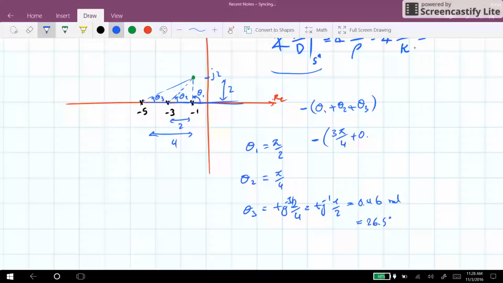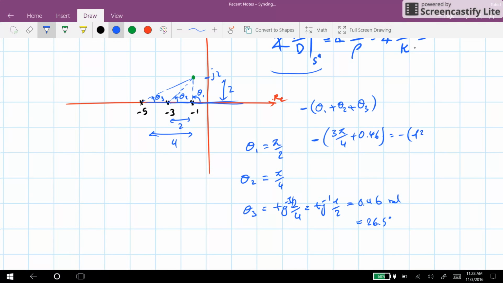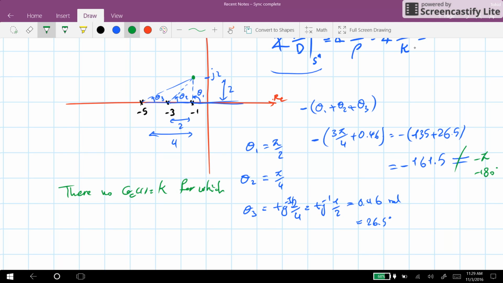So the sum of the angles that we have here will be equal to 3 pi over 4 plus 0.46 radian, or minus 135 plus 26.5, which is indeed equal to minus 161.5. And it is obviously not equal to minus pi or minus 180. So we conclude that there is no GC of S equal to K for which we have a pole at s1,2 equal to minus 1 plus minus j2.